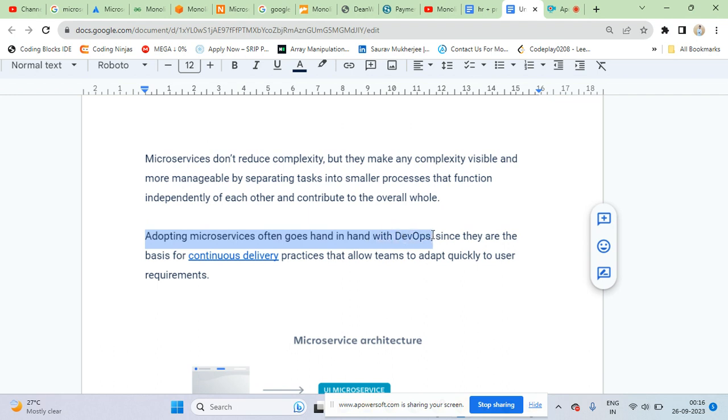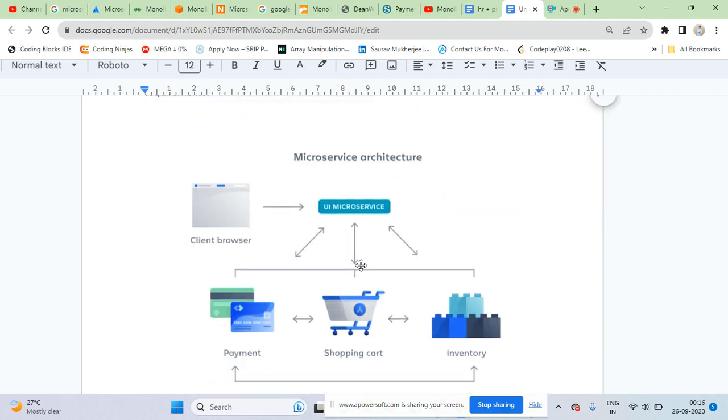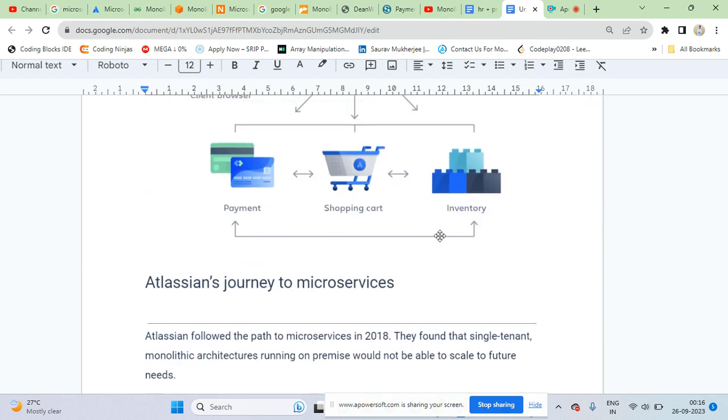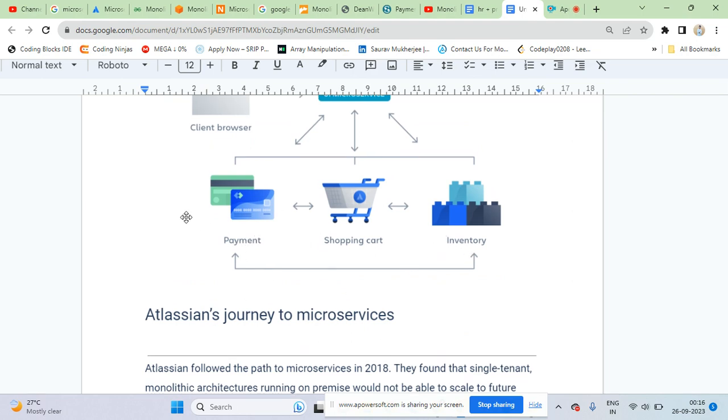It often goes hand in hand with DevOps, since they are continuous delivery practices. So there are payment, shopping, and inventory services, talking with each other. They are microservices in themselves.